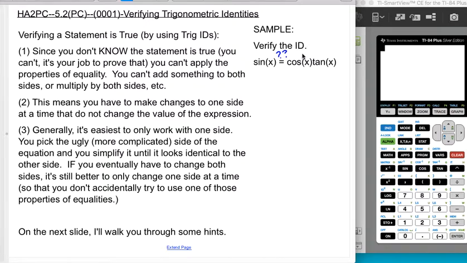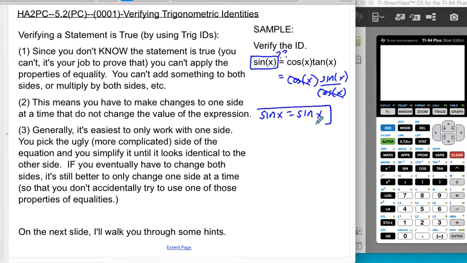So in this situation, if I were going to simplify this, the uglier side is definitely cosine times tangent. So I'd say, cool, this side is the side I'm not going to change. On the other side, I'm going to recognize that I could rewrite tangent as a sine over a cosine. Again, that's an equivalent expression. So the cosines could cancel, and I'm going to get that sine of x equals sine of x, and I'm done. Left-hand side and right-hand side are identical and are the same.